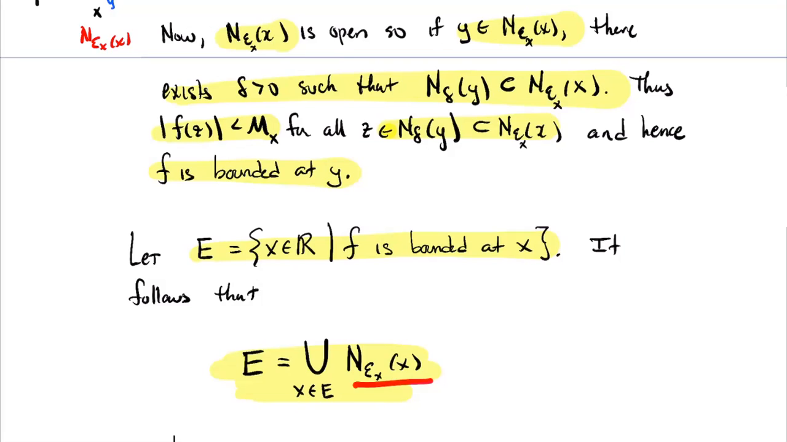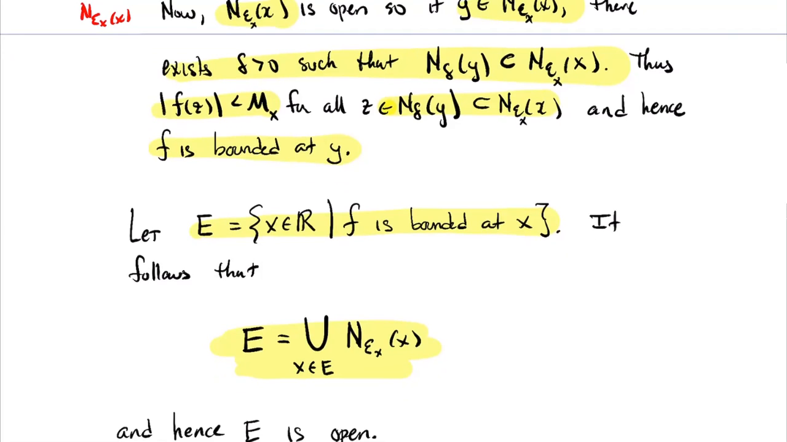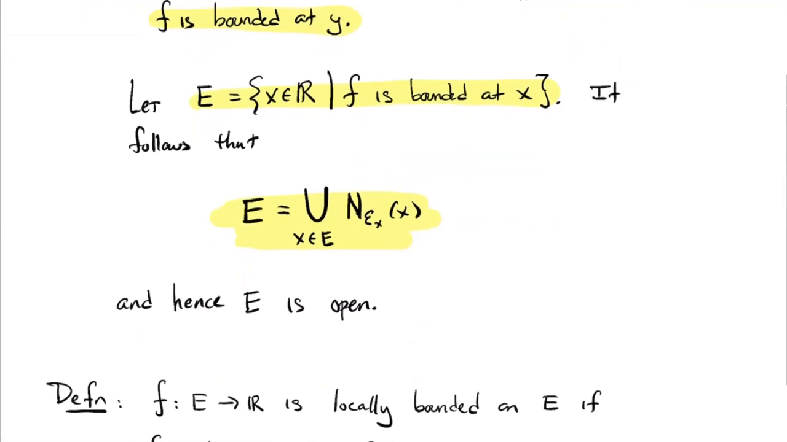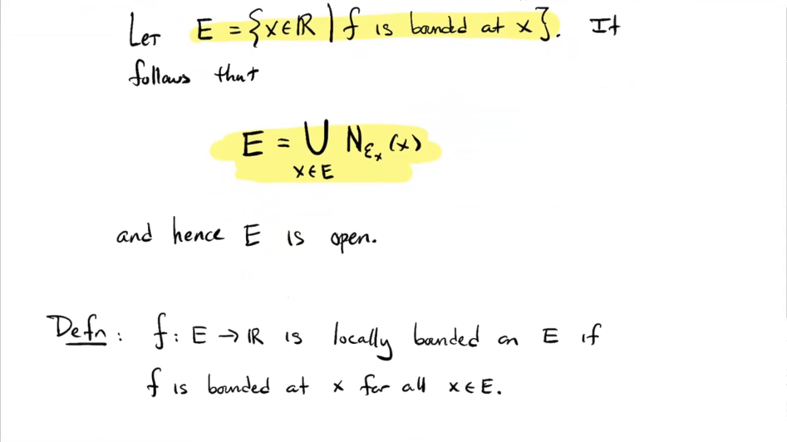So the set of points at which f is bounded is the union of a bunch of these epsilon neighborhoods. Each one of these epsilon neighborhoods is an open set. Arbitrary unions of open sets are open was one of our theorems in this section. So this set is open. The set of points at which a function is bounded in the technical sense above is an open set. Cool.